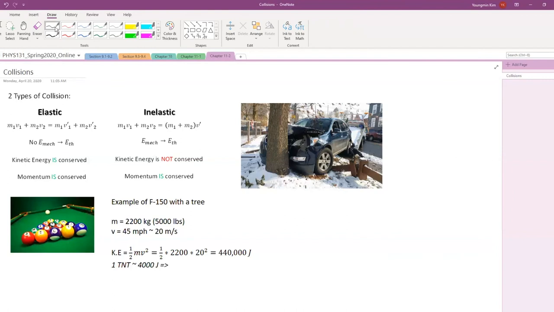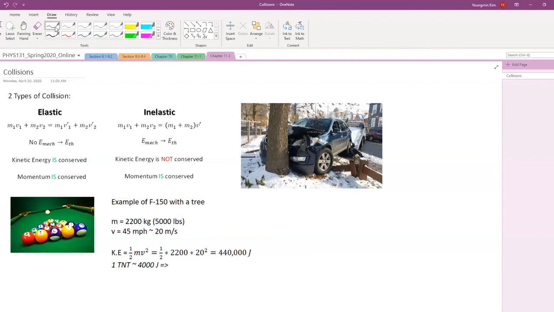A good example of an inelastic collision is the picture you see on the right-hand side, a car running into a tree that was at rest. In this case, the car and the tree both have mass, and the car had an initial velocity before it ran into the tree, while the tree's velocity was zero, so its initial momentum was zero. After the collision, the car and the tree became one entity. So the mass of the car and the mass of the tree are added together, but the v prime in this case is also equal to zero.